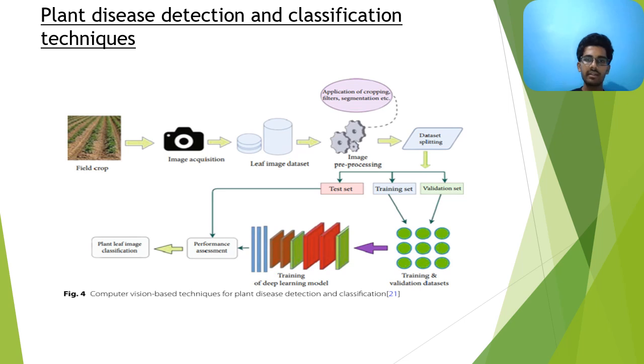Next, plant disease distinction and classification techniques. This is one of the major techniques which is used by AI to detect and classify plant disease.